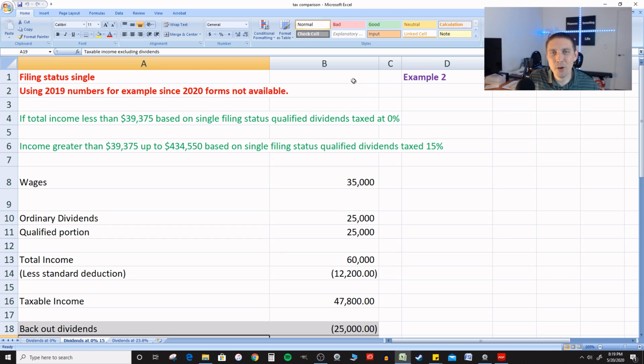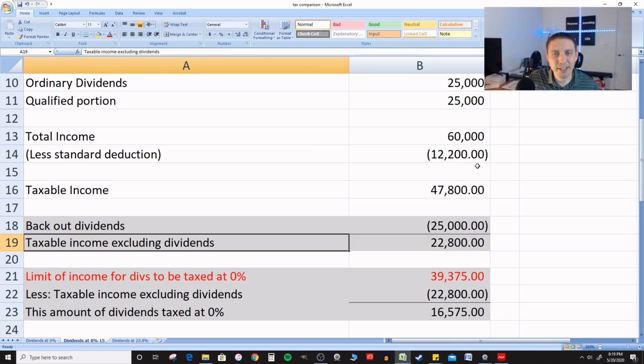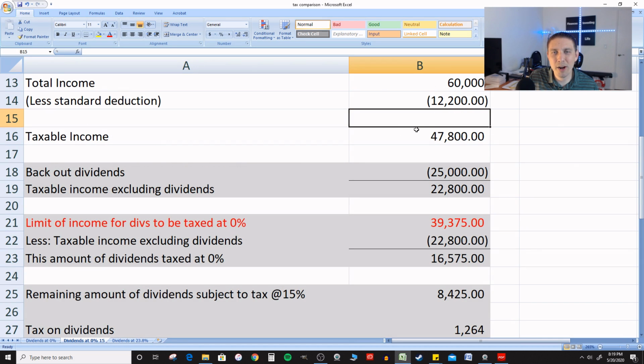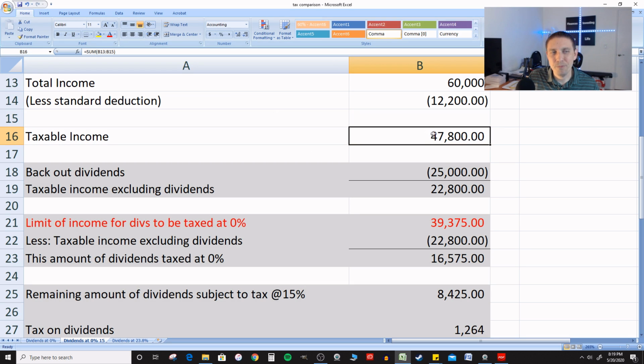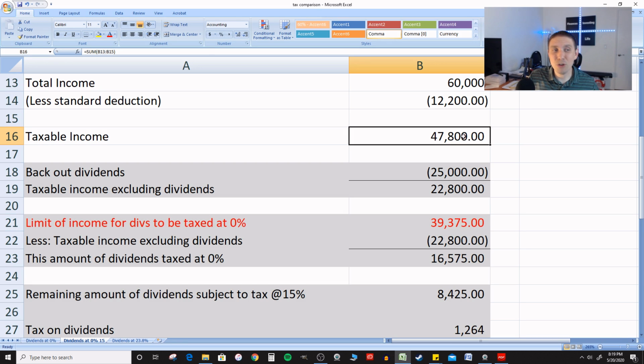Okay, so here we go. Once again, filing status is single, and we're going to come down here, and this is where the calculation begins. This is how I would suggest looking at this for yourself. We saw our taxable income was $47,800, right? Now in the last example, we saw that to get 0%, we had to have our total taxable income under $39,375, right? Well, in this case, right away, we're already seeing that our taxable income is over that amount.